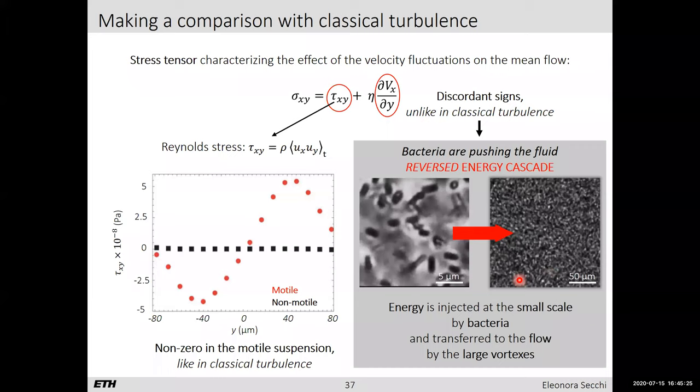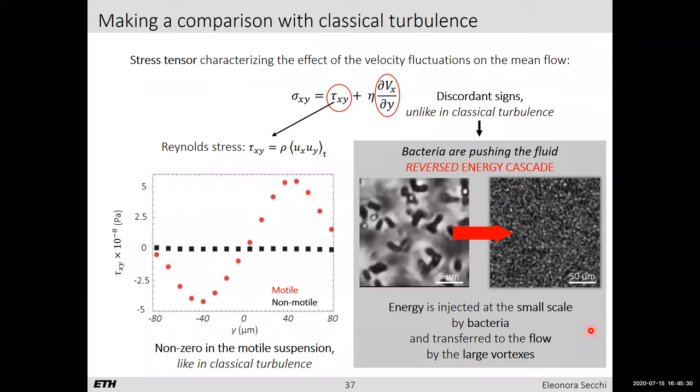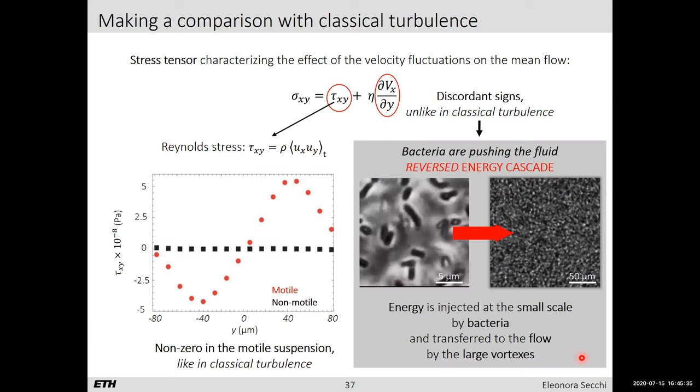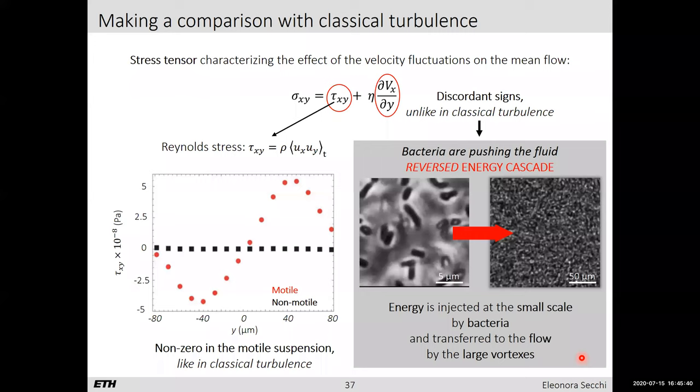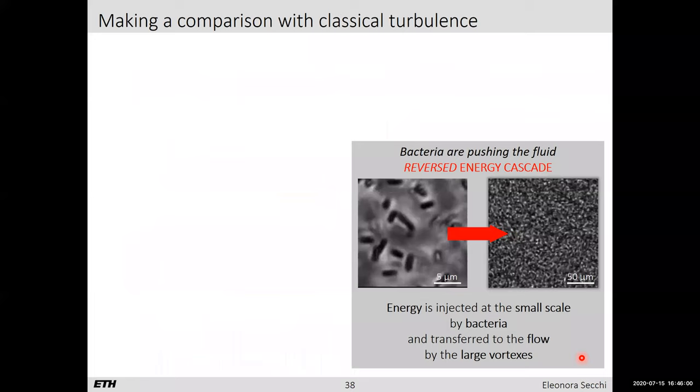And this basically is a reverse energy cascade if compared with the one that we can find in the classical turbulence, because in that case, we have an injection of energy at the big scale in a pipe flow, and then we have a dissipation of energy due to the vortices at the micron scale, while here it is the opposite. We have micrometric self-propelled objects that are basically steering the fluid and pushing it. This effect of steering and pushing that bacteria are performing can also be seen if we consider the viscosity, because motility and activity induces a decrease in the viscosity of the suspension.